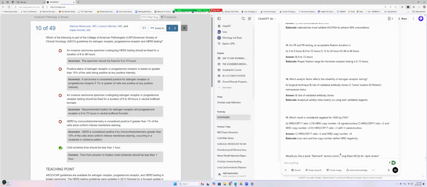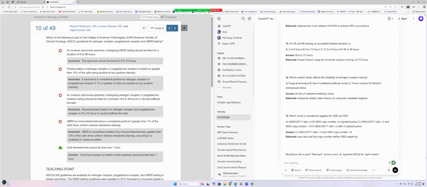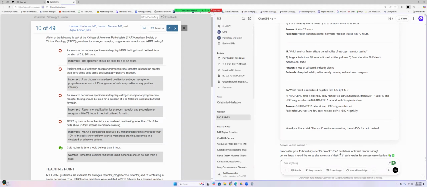For ER and PR, an acceptable fixation duration is 6 to 72 hours. Yes, question number 14. Less than 6 hours, loss of antigenicity, right? Then greater than 72, masking of antigen, yes, because of cross-linking of proteins. Number 14.